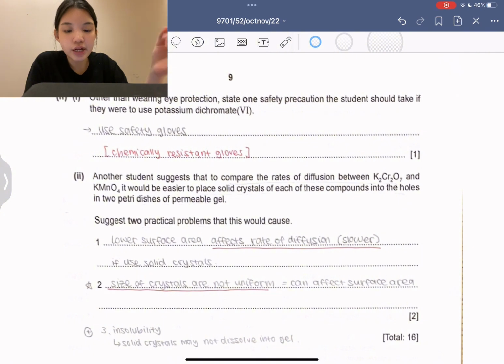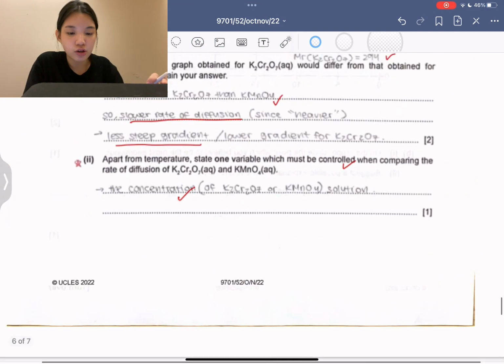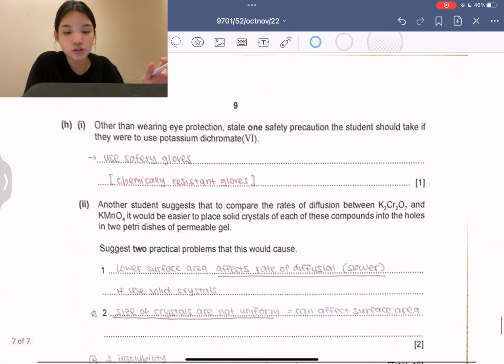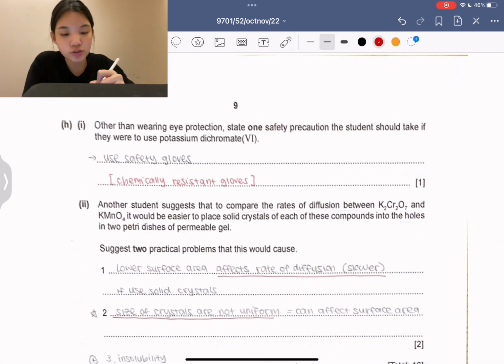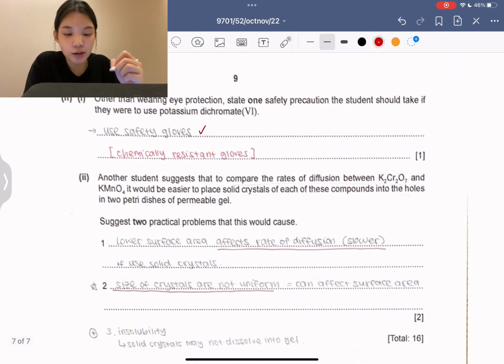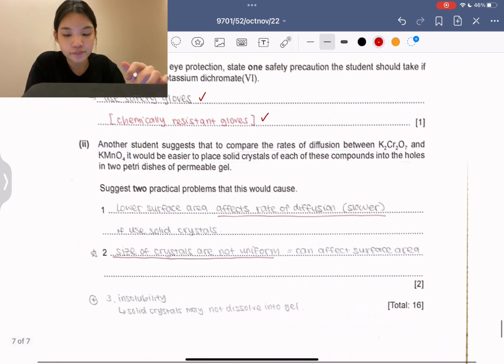III. Other than wearing eye protection, state one safety precaution that the student should take if they were to use potassium dichromate, which, just now it says, is corrosive when aqueous. So I stated that we should use safety gloves, but the answer key actually stated that we should use chemically resistant gloves. So you could answer either one of the two.